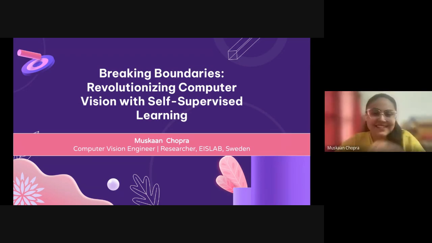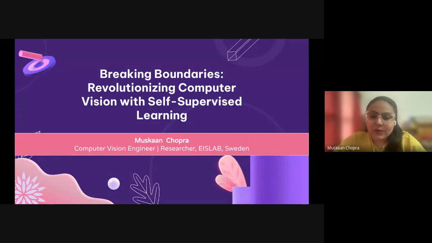So hi guys. We will be discussing today the revolution which self-supervised learning has brought in computer vision in recent years. I am Muskaan and I am currently working as a computer vision engineer in Singapore, and I worked as a researcher at EIS Lab Sweden.